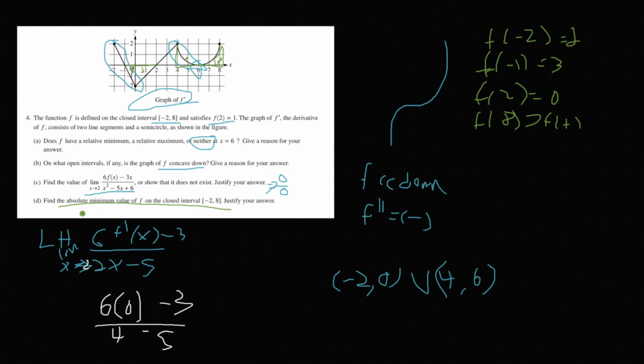So what does it ask for? The absolute minimum value? 0. At x is equal to 2. That was a lot more straightforward than the other one.